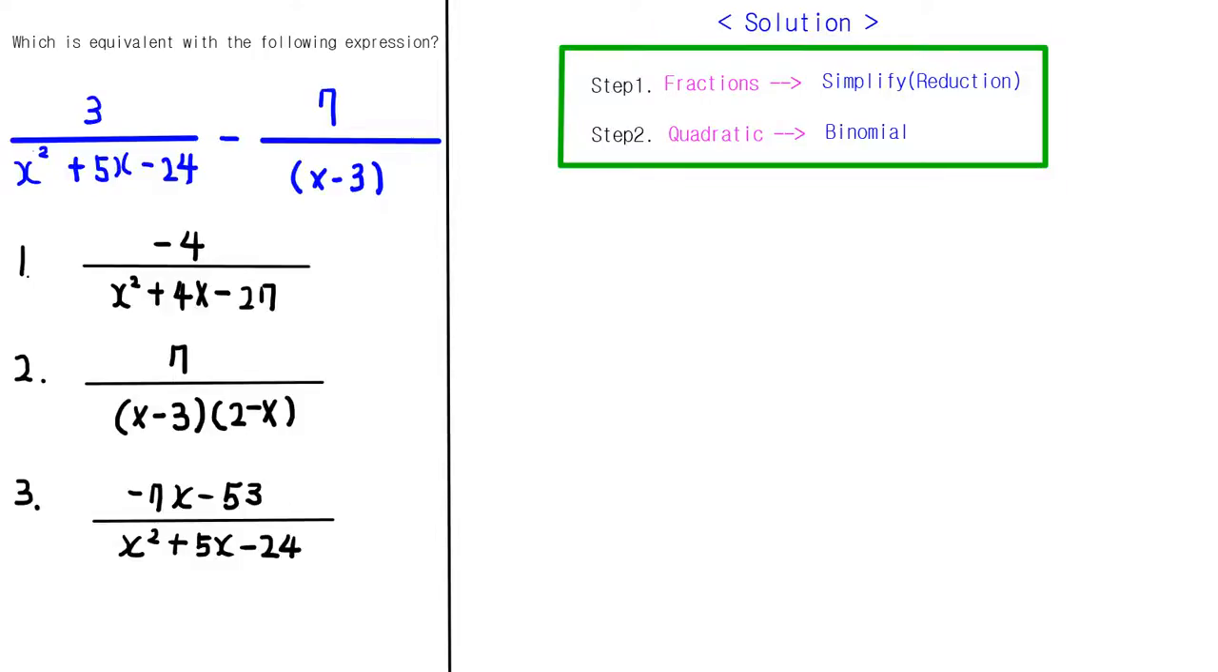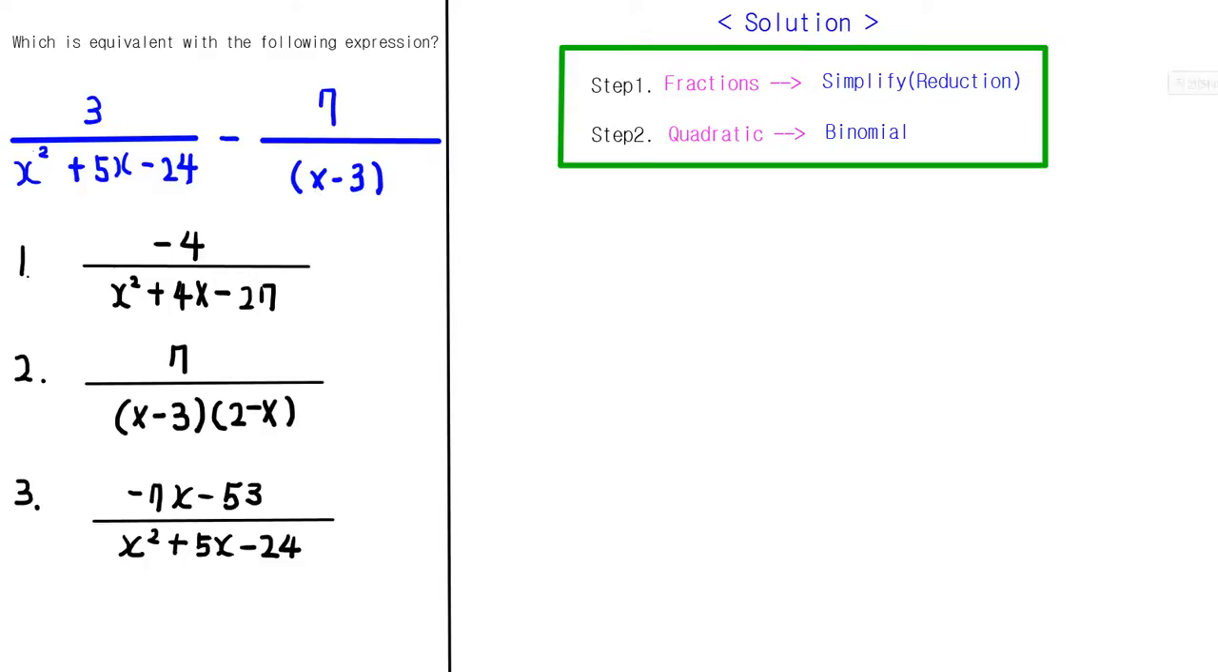In this video, I want to talk about a SAT math example, and this is about simplifying advanced rational expressions. And the question is, which is equivalent to the following expression? 3 over x squared plus 5x minus 24, minus 7 over x minus 3.